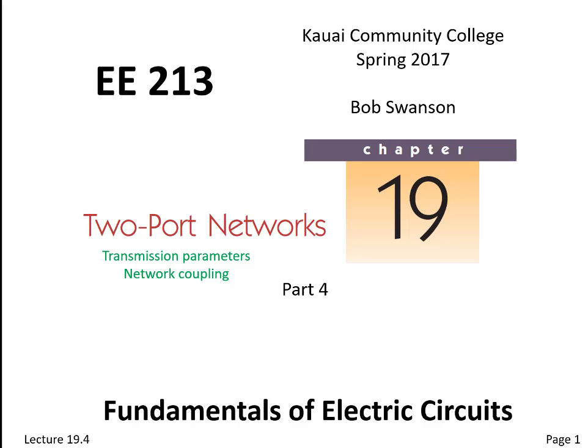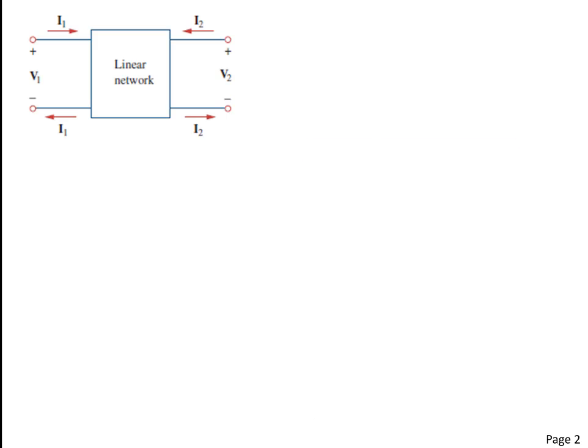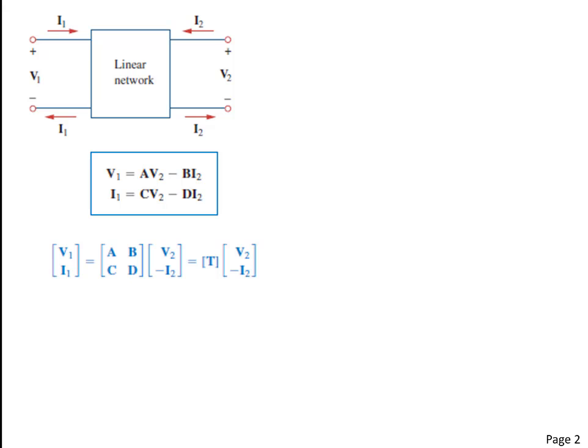So let's go ahead with this, and we've got our usual network, 2 ports, okay? And we talked about voltage as a function of current, current as a function of voltage, voltage in as a function of current out, current in as a function of voltage out, those combinations so far. Well, transmission parameters are yet another one of those, and let's just look at this. Here's the basic idea that's important.